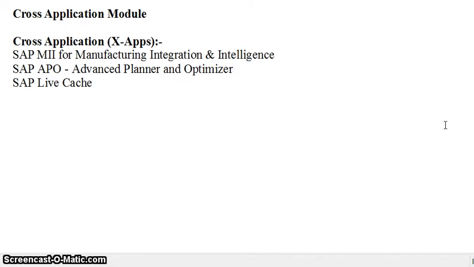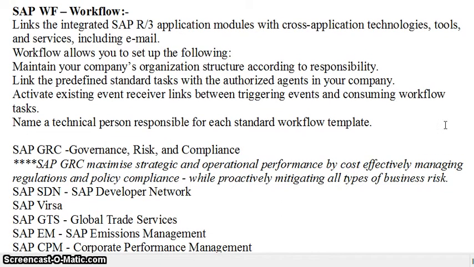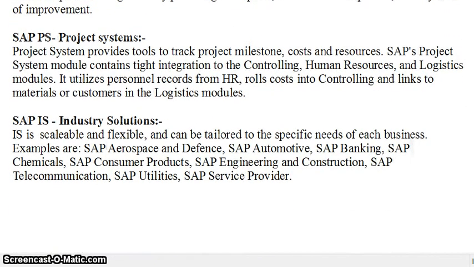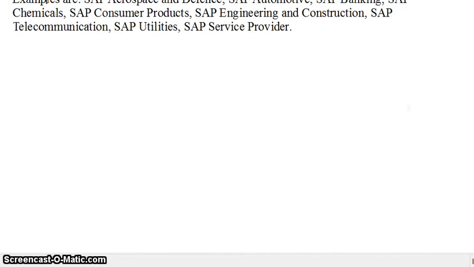You've got cross-application module that I believe allows the different modules to talk to each other. You've got the workflow, and again, I believe that that's what allows the different modules to talk to each other as well. You've got your project systems module and your industry solutions. And that just about covers it for the SAP modules. I don't know if I covered all 64.